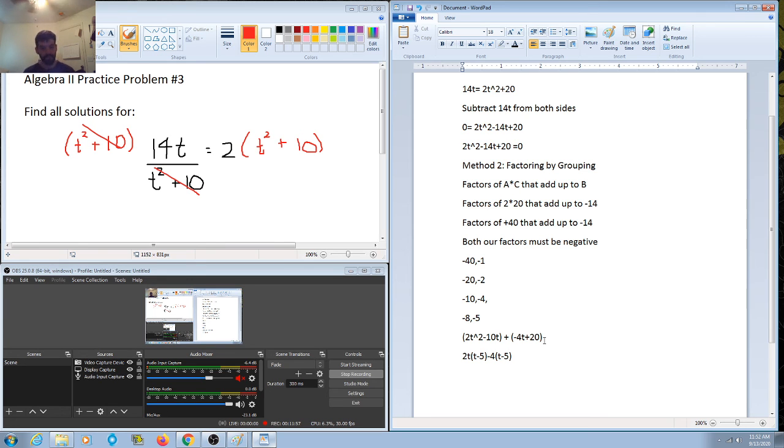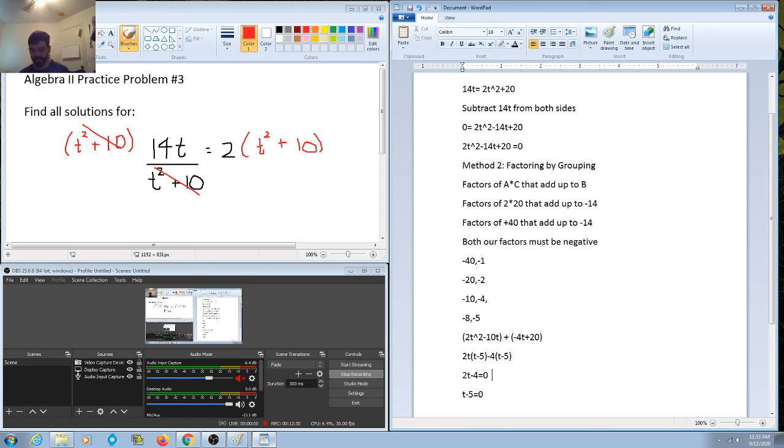Okay. If you have any questions about that, please let me know, because again, if we take out a negative 4 from negative 4t, all we're left with is t. If we take out a negative 4 from positive 20, we're left with negative 5, because negative 5 times negative 4 is positive 20. So now I have my two factors. I have the greatest common factor of t minus 5 and 2t minus 4. So I'm going to set both of these equal to 0. So 2t minus 4 is equal to 0, and t minus 5 is equal to 0.